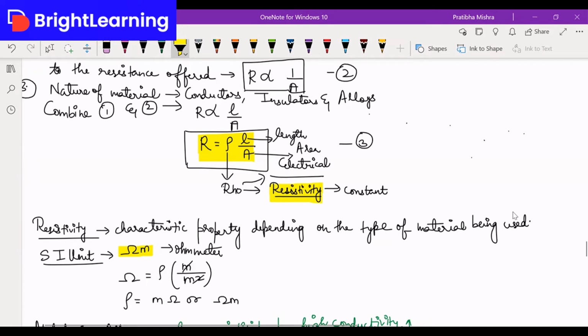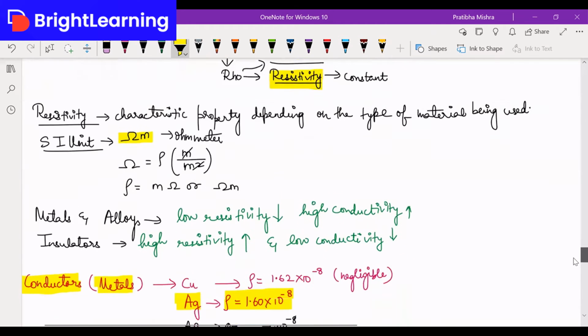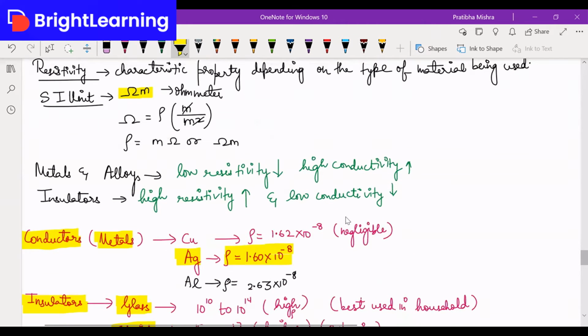Now, apart from that, metals and alloys: alloys are nothing but mixtures of more than one metal. When you have more than one metal, it will be an alloy. The metals and alloys have a lower resistivity but high conductivity, whereas insulators have high resistivity and low conductivity, right?